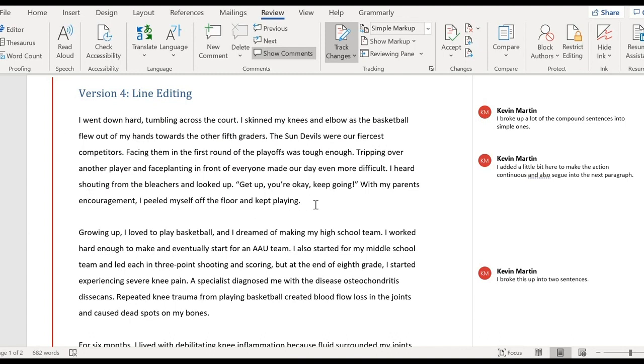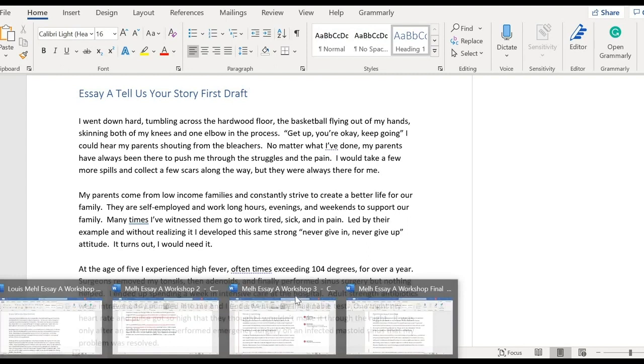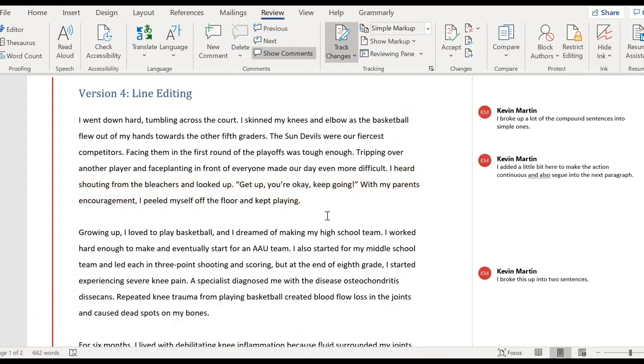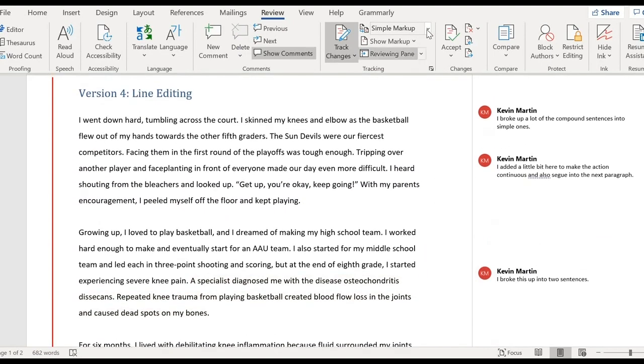And so here we've developed the context a little bit more. I even added in what I could imagine is happening. "I heard shouting from the bleachers and looked up," rather than simply saying, like a quote, "Get up, you're okay, keep going." "I could hear my parents shouting from the bleachers." And again, we're converting the passive into active. "I heard shouting from the bleachers." And so that sets it up nicely.